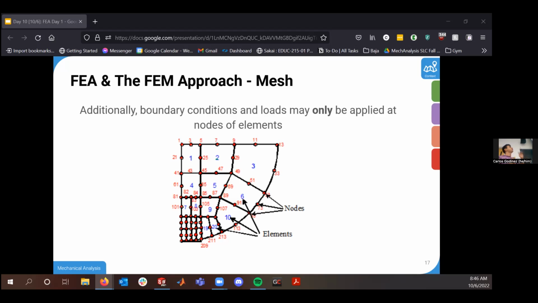What the solver does is solve it for each individual node, and then it takes the entire displacement or whatever you're solving for, your critical value, for all the nodes of the element, and makes a generalized field for each element. But it's based upon the nodes. That'll be clearer in just a minute.